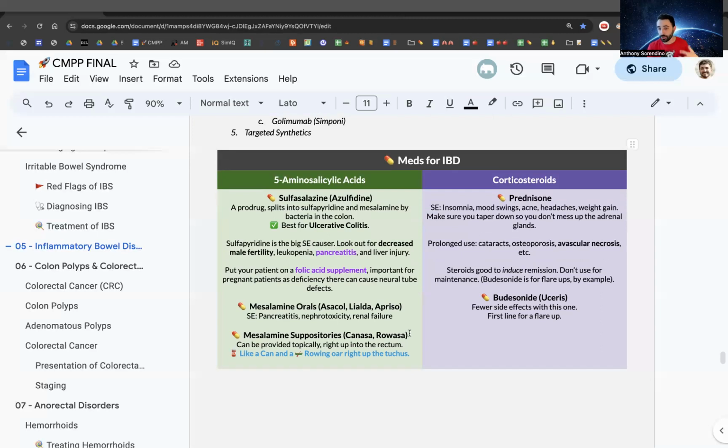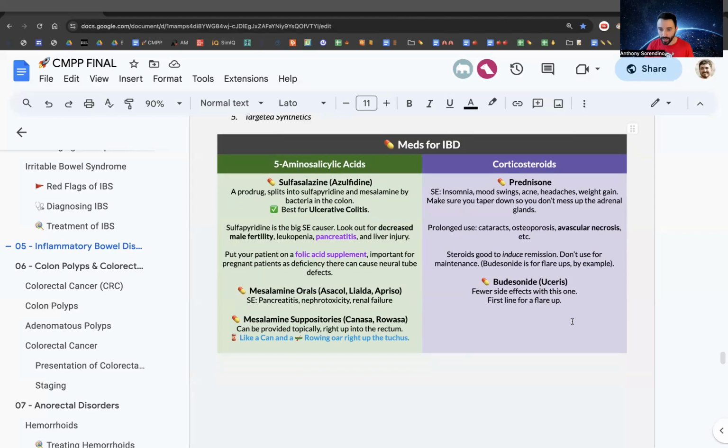You want to also make sure you taper those down because they can cause adrenal issues, adrenal insufficiency. Prolonged use, cataracts, osteoporosis, and avascular necrosis. Definitely going to be a question on that. So the prednisone, which is a corticosteroid, which we're giving for inflammatory bowel disease, watch out for cataracts, osteoporosis, and avascular necrosis.